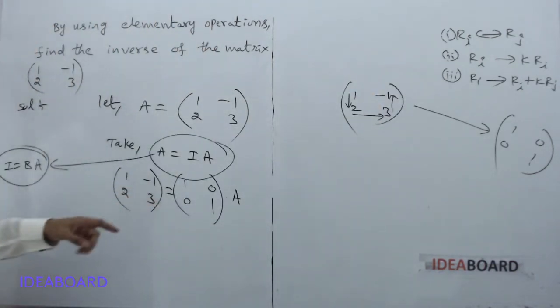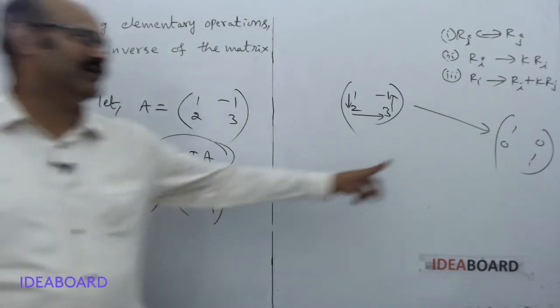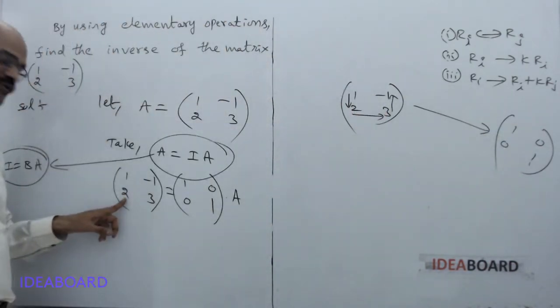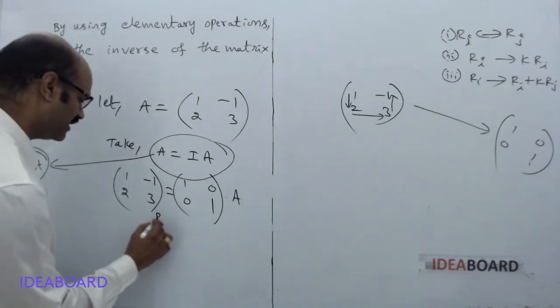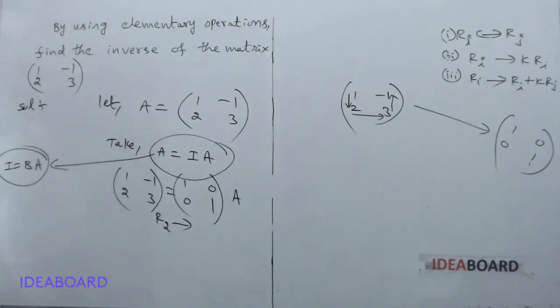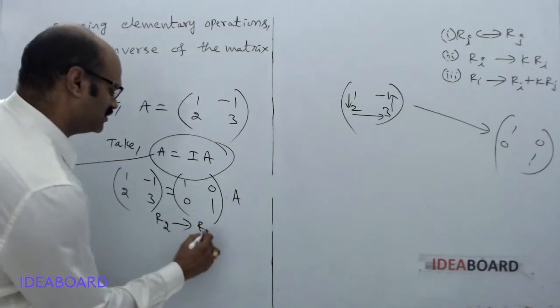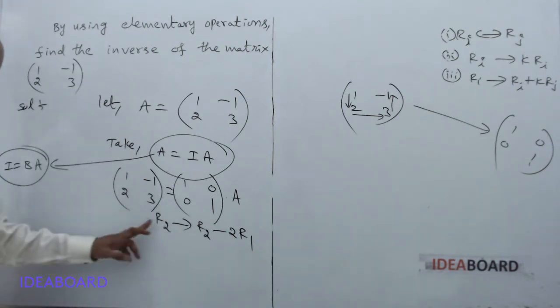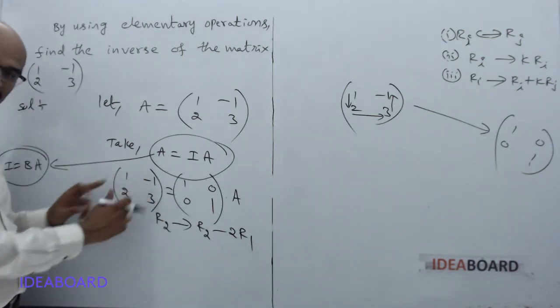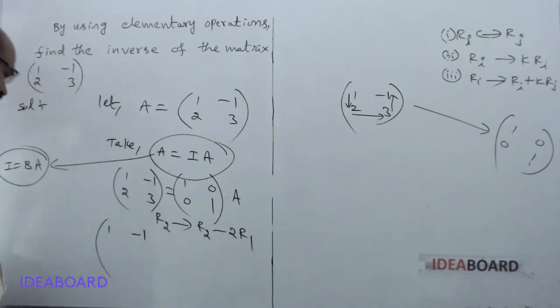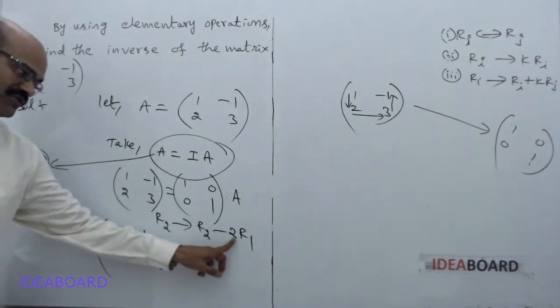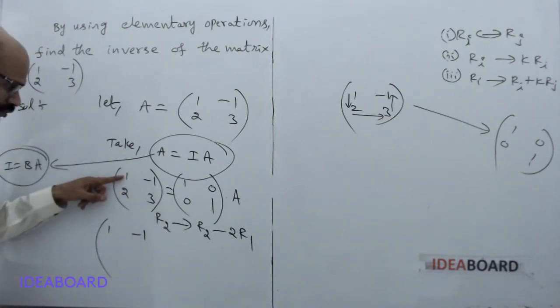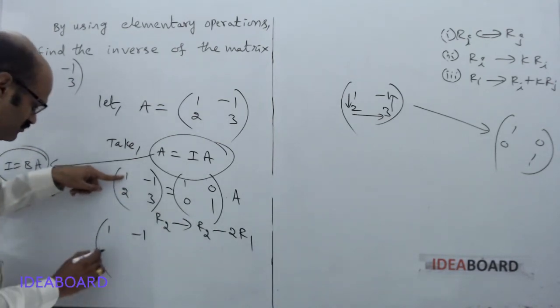Here if you identify, in the place of 1 we are having 1 here, no problem. Now here you have to get 0. To get 0, we should take R2 implies R2 minus 2 into R1. There is no change in R1. Let me write R1 same here: 1, minus 1. R2 minus 2 into R1: multiply this one by 2. 2 into 1, 2. 2 minus 2, 0.